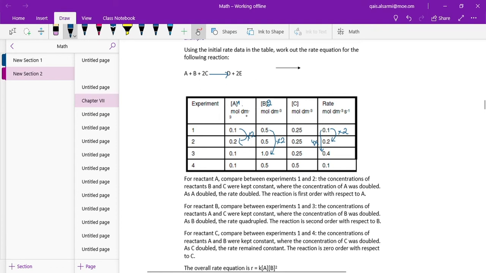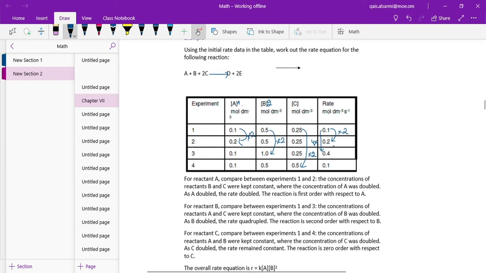So now I have first order with respect to A, second order with respect to B. I still have one reactant left, which is C. I need to choose two experiments where A and B are not changing and only C is changing. Considering 1 and 4, A is not changing, 0.1 and 0.1. Considering B, between experiments 1 and 4, it's going from 0.5 to 0.5, so it's not changing. The only concentration that is changing is that of C. It's going from 0.25 to 0.5, so it's multiplied by 2.